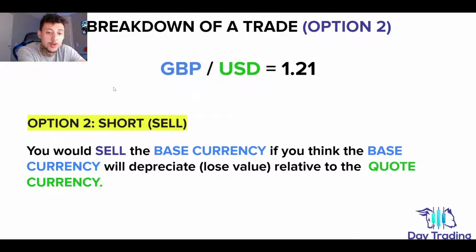Your second option is to go short or sell, which in this situation means you would be looking to sell the base currency GBP if you think it will depreciate or lose value relative to the quote currency. So if you think GBP is going to be going down and the USD is going to be going up, then we're going to be selling at 1.21, the current exchange rate, because our base currency is really what we're looking at in terms of price here. If you see the GBP going down and you see the dollar looking to potentially rise against the GBP, then we're going to be looking to go short.